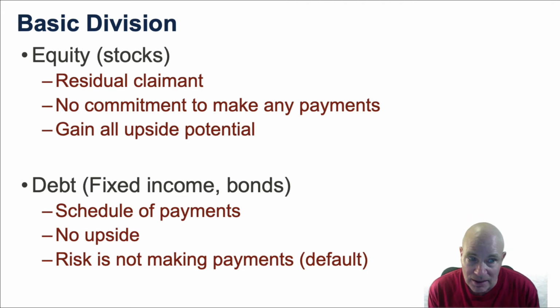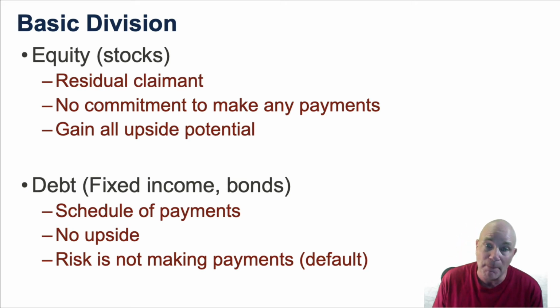Debt, on the other hand, there is a schedule of payments. They are fixed. There is no upside. You can't get more than that schedule of payments, and the only thing that can happen is that there is a risk of not making those payments, in which case that's the risk of bonds, and that is called default.